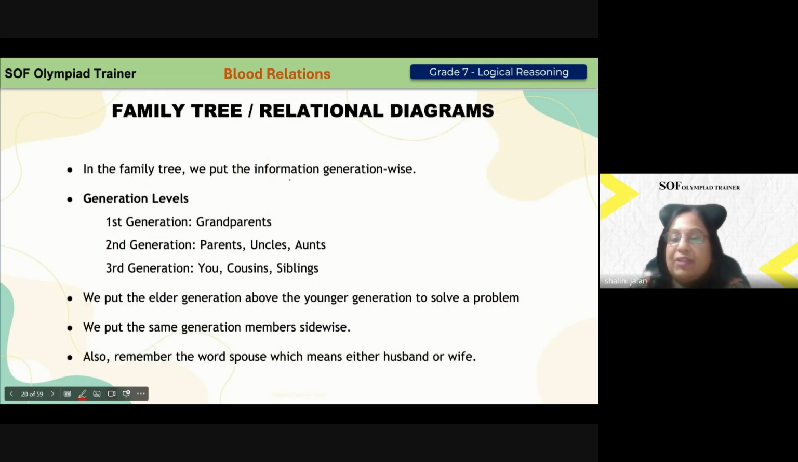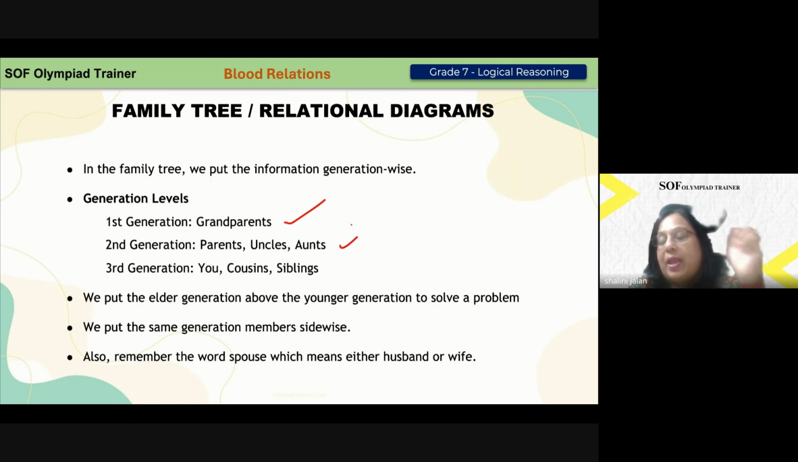So in the family tree, we put the information generation wise. There will be the first generation of grandparents. Then there will be the second generation of parents and their siblings. Parents and their siblings, that means brothers or sisters of your parents, will be your uncles and aunts, right? And on the third generation, this will be you or your cousins or your siblings.